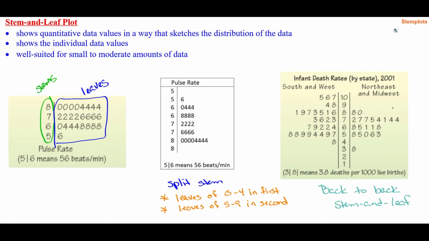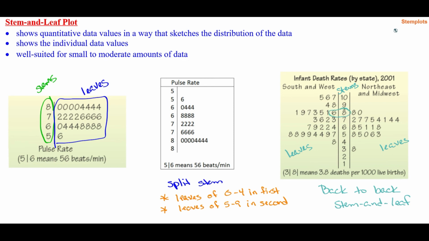This last graph here is what we refer to as a back-to-back stem and leaf plot. So this is just a stem and leaf plot that's representing 2 sets of the data. So here you can see we have infant death rates by state, and these are divided into 2 regions, Northeast and Midwest, and then the South and West. So one of them is typical with the stems in the middle. Remember, these are still my stems. And then I've got leaves over here representing the Northeast and Midwest, and then I've got another set of leaves over here. So you just have to remember you're reading these backwards.